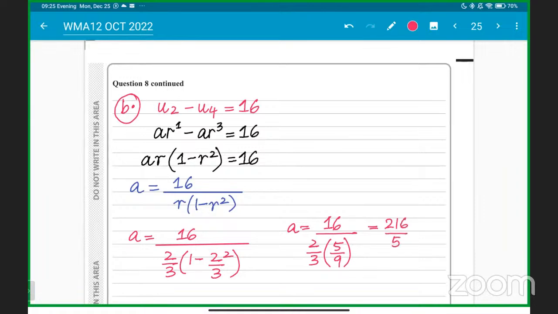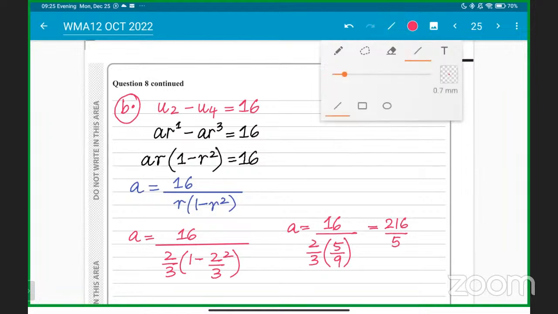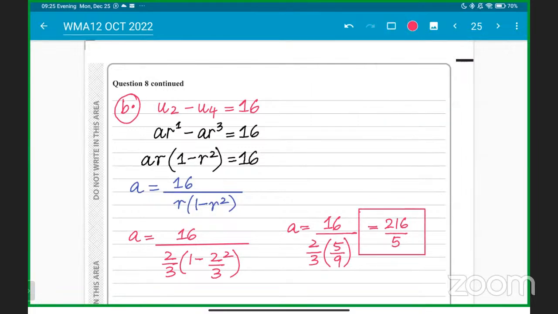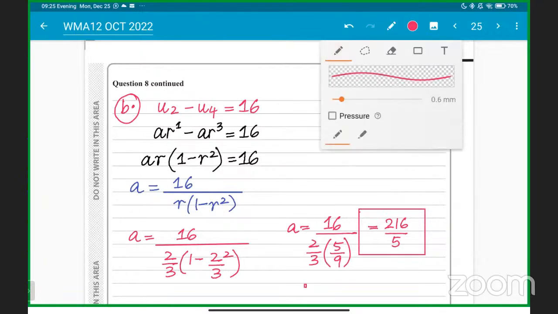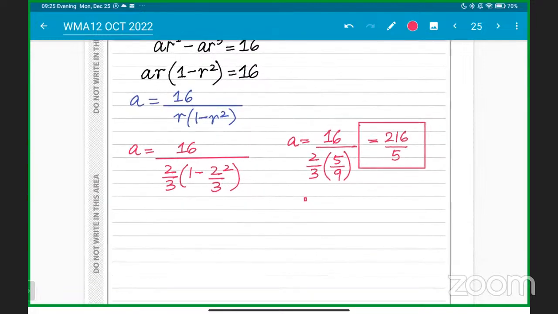To check if the working is correct for the first term. Okay, A is 216 over 5. See if that is correct. Okay, we can do it in decimal. That is A is equals to 43.2 as well. Got it, everyone clear? Yes, sir.